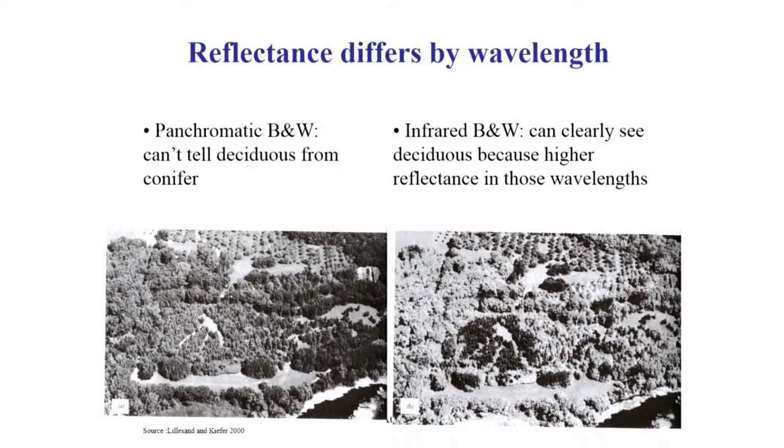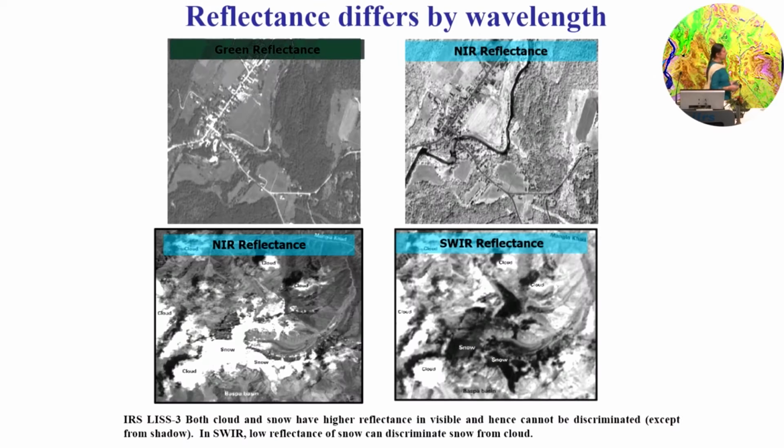Another example, graphically: this is with only black and white photography, which we had earlier. It was very difficult to distinguish between a deciduous and a conifer, but when we went into the infrared, this variation became very distinct. And we can say where the conifer patch is and where the deciduous is. So in one wavelength they appear very similar, in the other they don't. This is how remote sensing works.